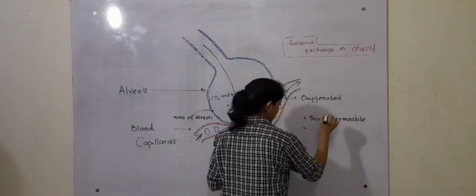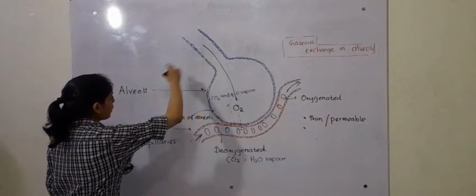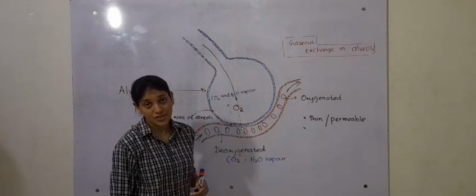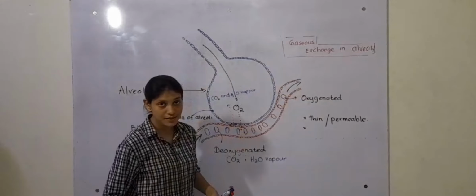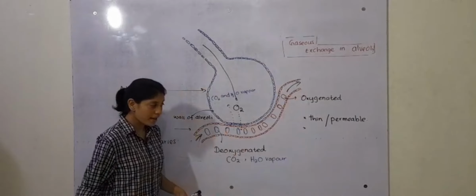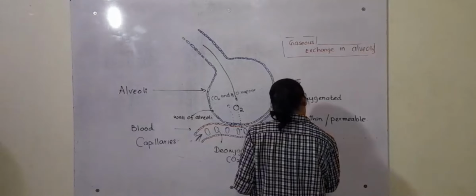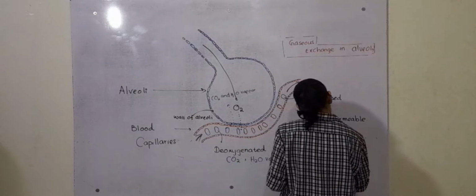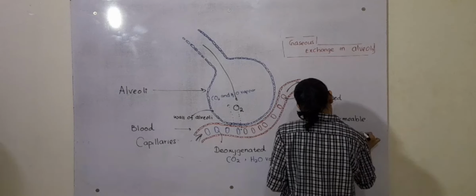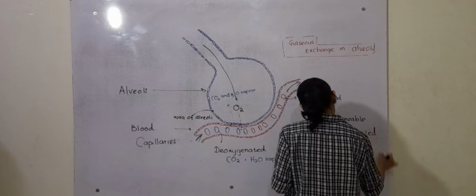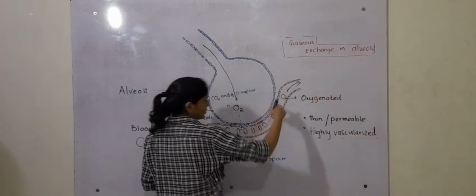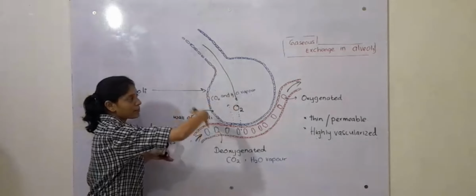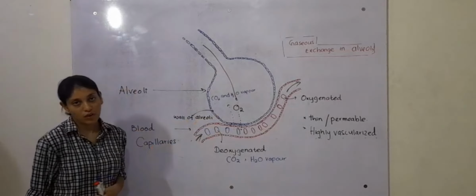Thin and permeable. Also, these alveoli are highly vascularized, people. That means a large number of blood capillaries are present surrounding the alveolar air sacs. Why is that? To make the process more efficient. So it has a thin permeable layer, and it is also highly vascularized. That means a large number of blood capillaries surround the alveoli.